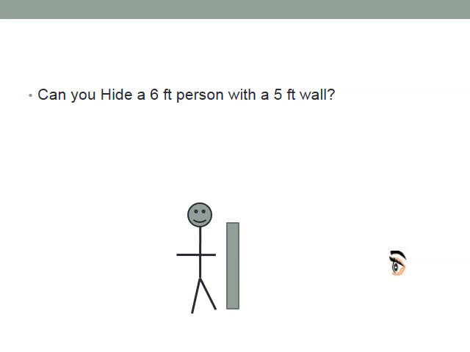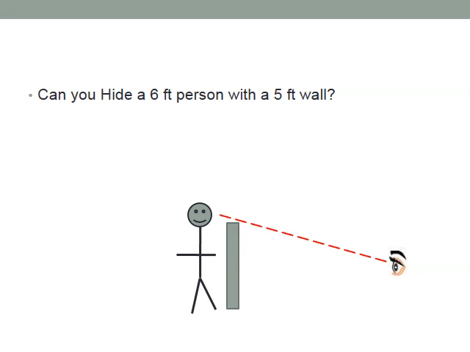Well, I have a couple questions that might get at that question here. In the past, we've talked about making an image that's taller, but that's not the only way to make it look larger. Case in point, if we have a 6-foot tall person, can we hide that 6-foot tall person behind a 5-foot tall wall?